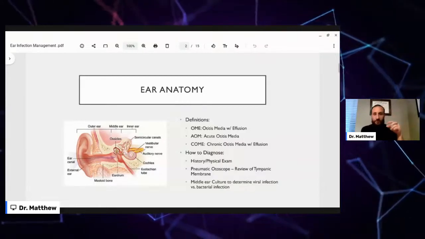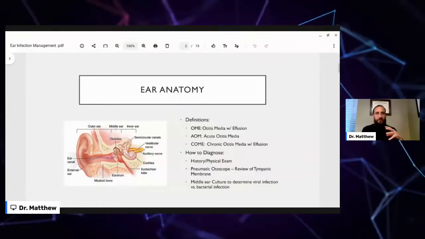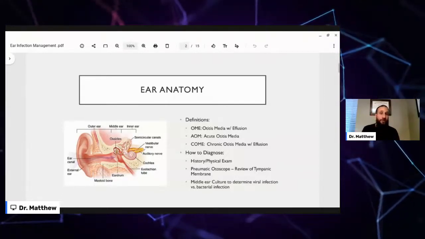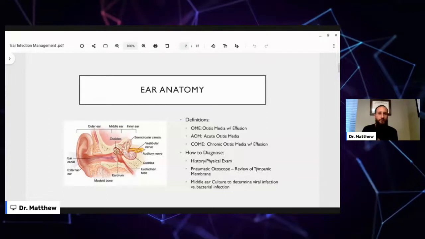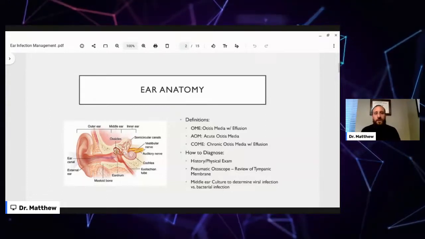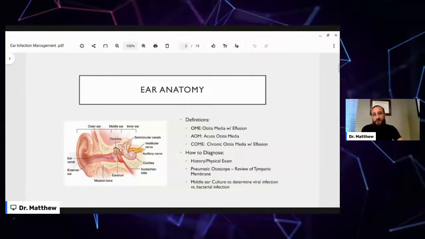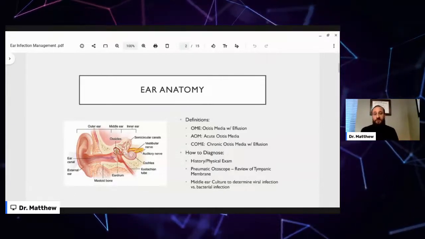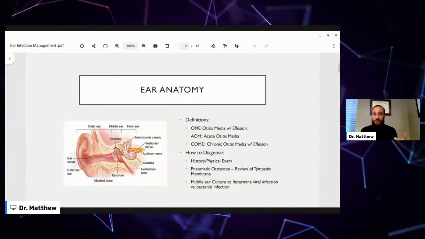Is it bulging? Is it retracted? Is there pus? Is there a hole in it? So that's really what we're looking for when we're looking in kiddos' ears. In addition to, is there wax buildup, or what does the ear canal itself look like? And then the most invasive thing is to take a culture of the ear. Is it a viral infection or is it a bacterial infection?